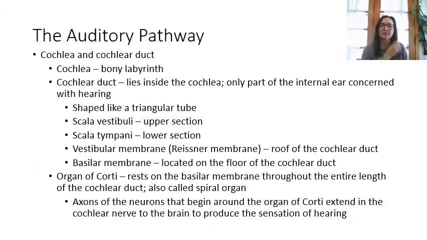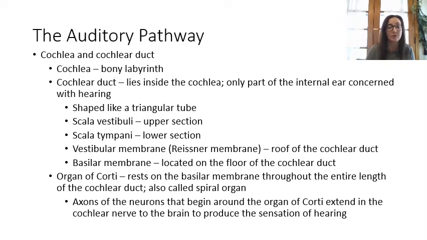All right, let's talk quickly about the auditory pathway here. In order to hear, we need to get sound, which is waves in the air. We need to get those waves to make some mechanical changes on the inner ear. So when we go into the inner ear, we're going to be looking at a few different structures. The one associated with hearing is the cochlea. The cochlea is the main structure of the inner ear that's associated with hearing.